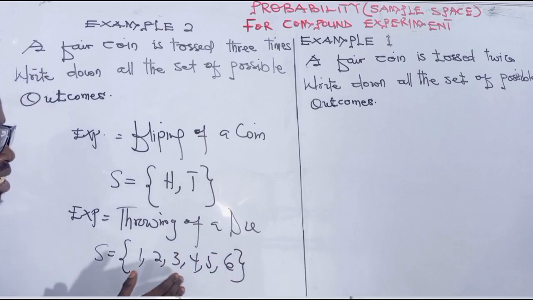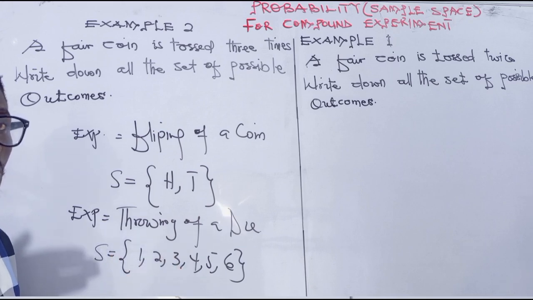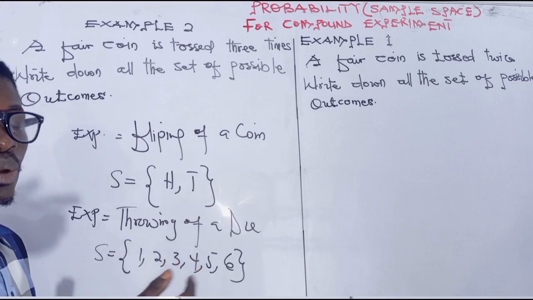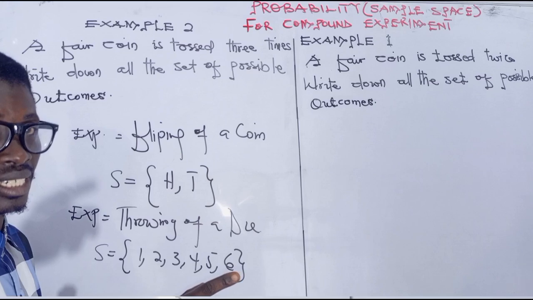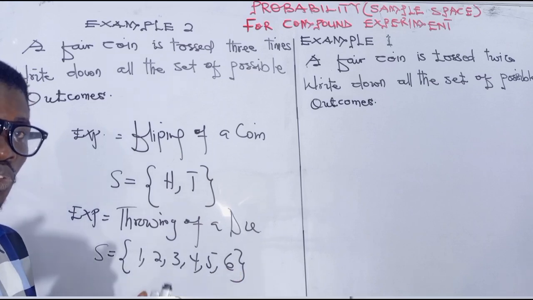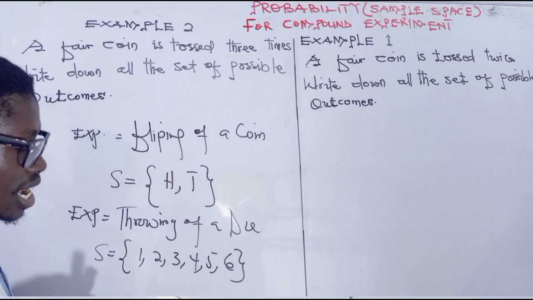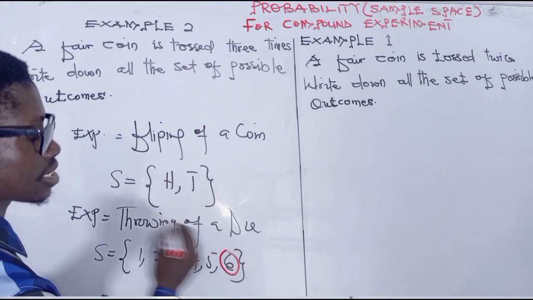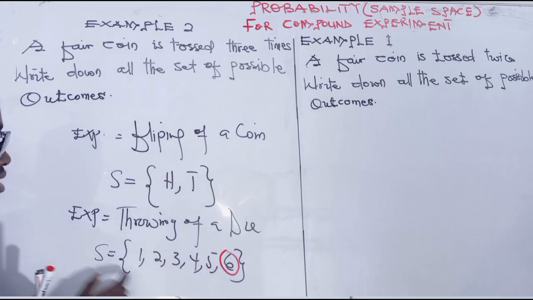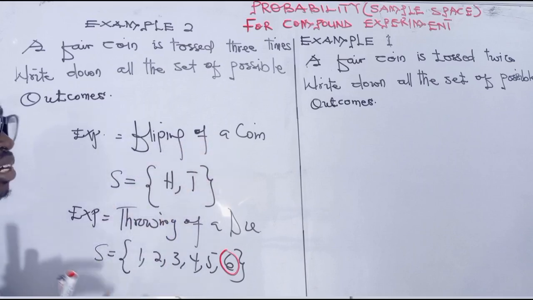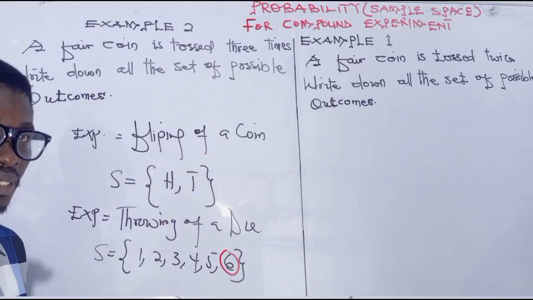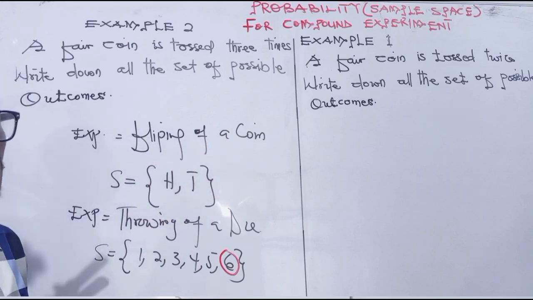We are saying that this is an experiment because when we throw the die, we cannot say for sure, or 100% sure, that we are going to get the number 6. So the throwing of a die becomes an experiment, and flipping a coin also becomes an experiment. Now, what is a compound experiment?